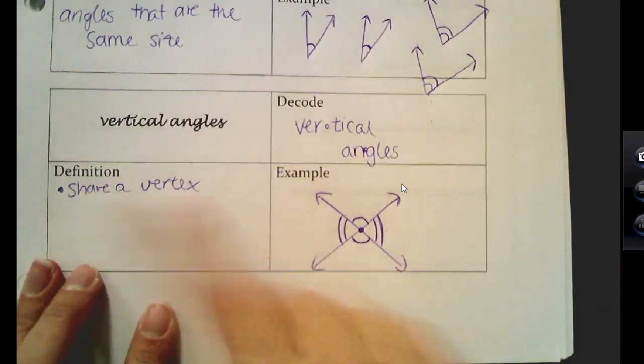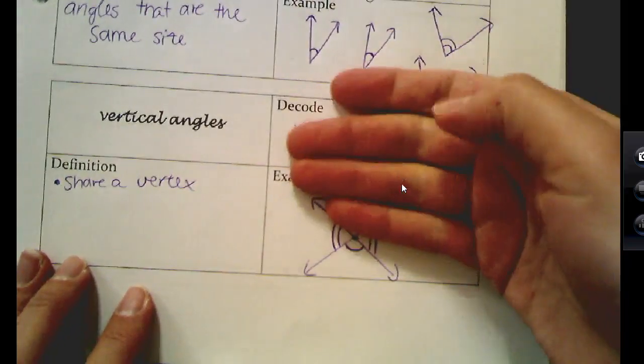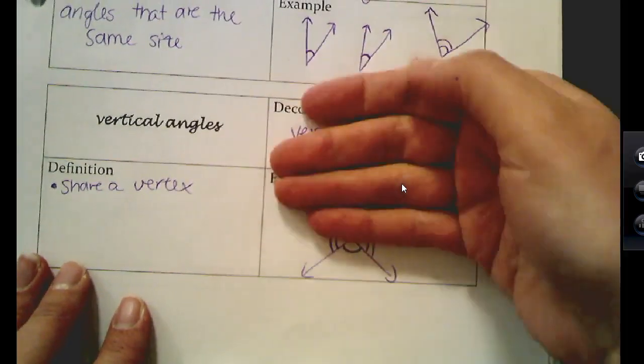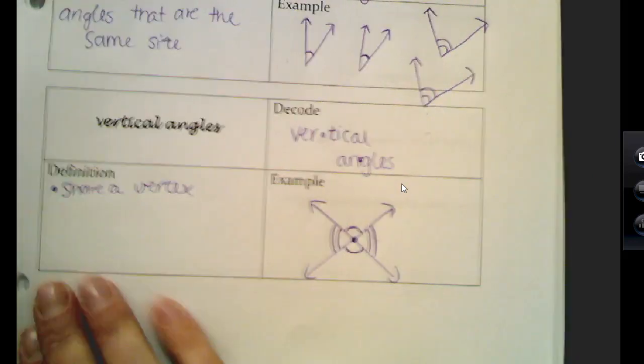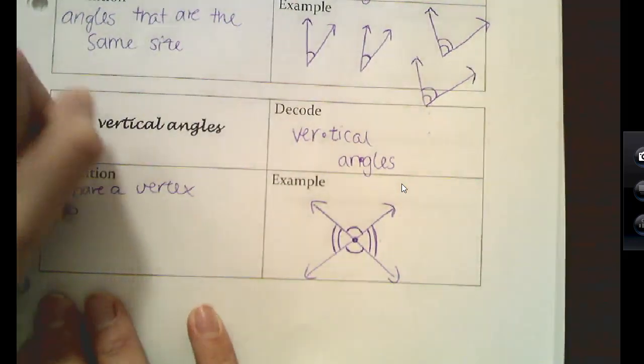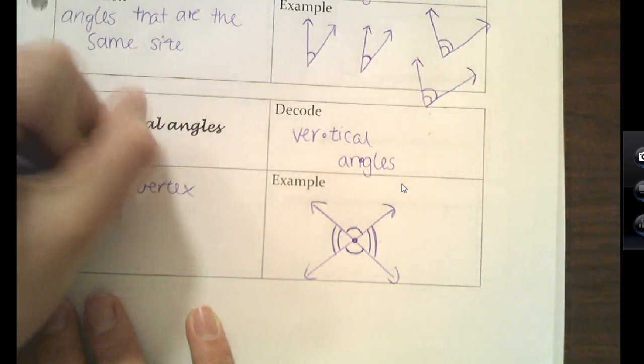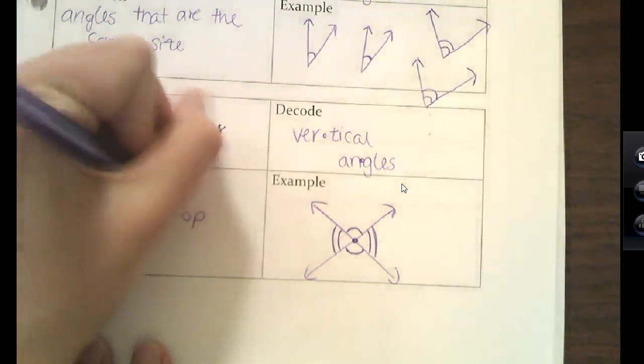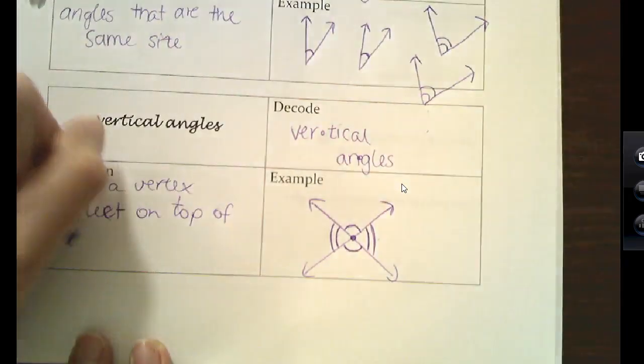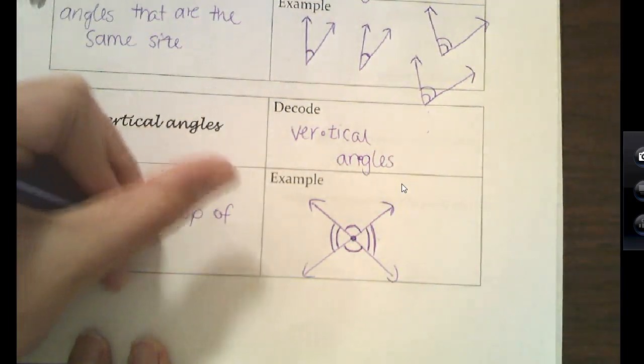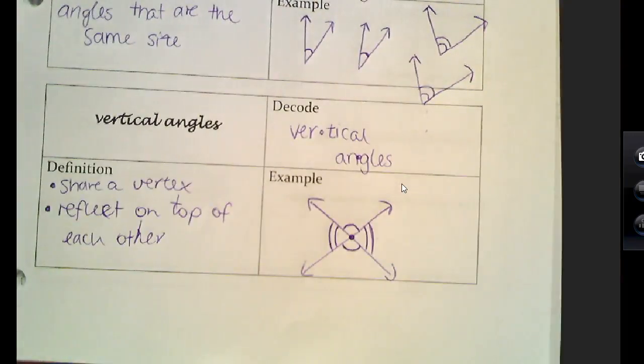So vertical angles have to share a vertex. And then I like to remember that they reflect onto one another, which means you could take this side and flip it over onto this side. So we could put for our second bullet point, reflect on top of each other. Can reflect on top of each other. They're stacked on top of one another. Oh, you could have, there is no limit. There could be 3 different congruency marks. 4 different ones. It just kind of depends.